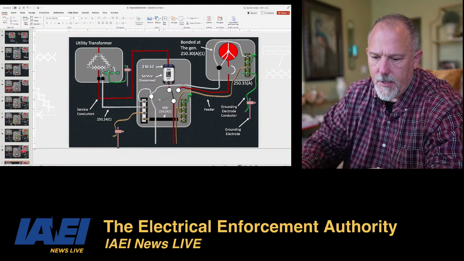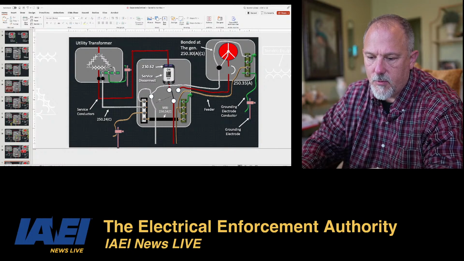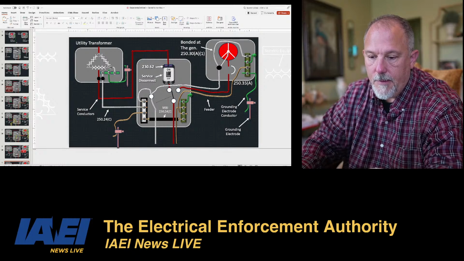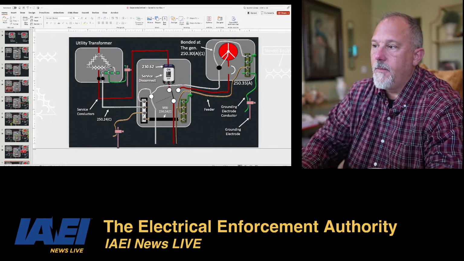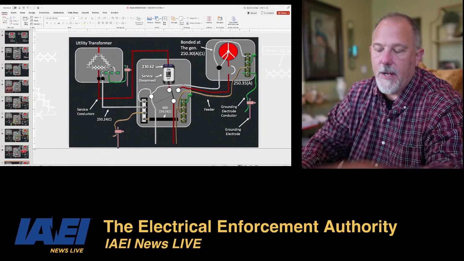So Fred, your picture still has utility neutral and grounding electrodes still connected even though you switched the, yes. Yep, that's fine. That is all perfectly fine in that other picture, Fred. I'll go back to that.